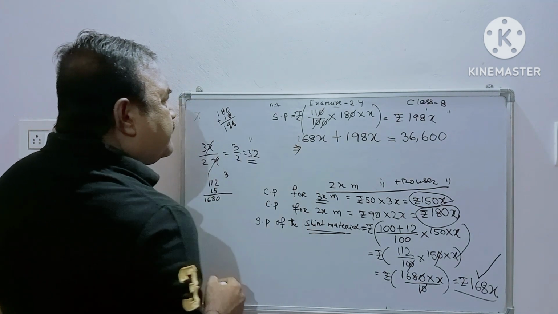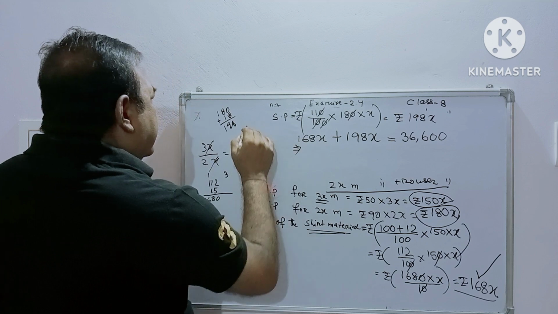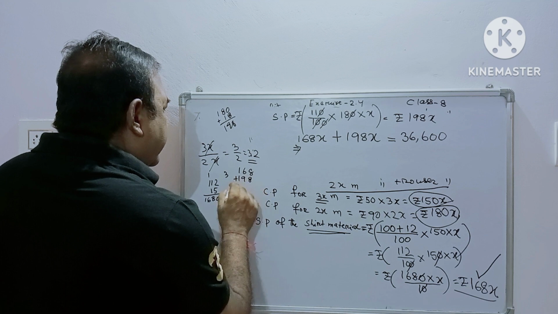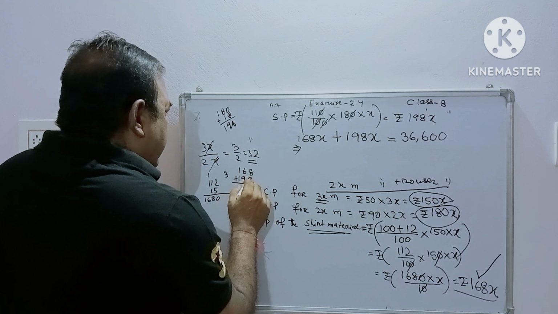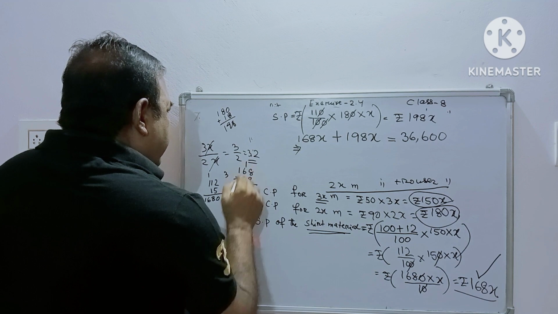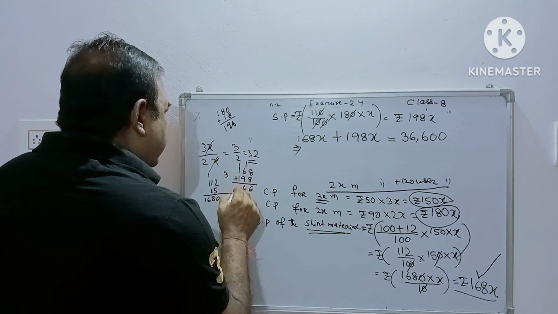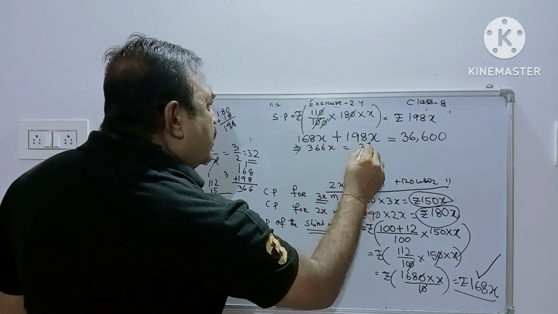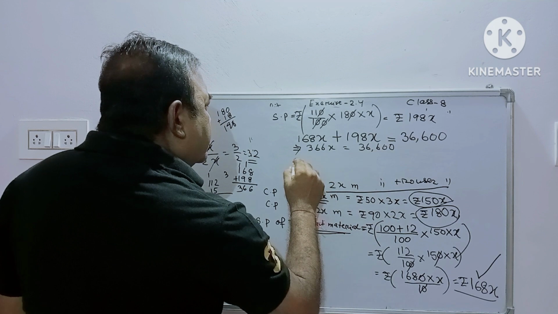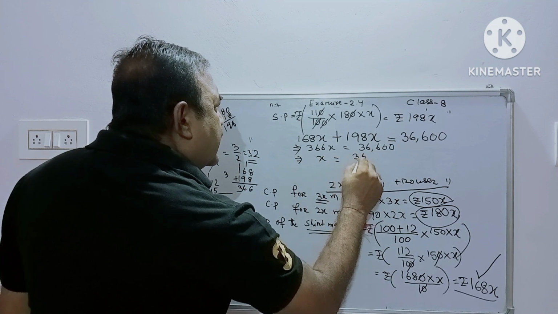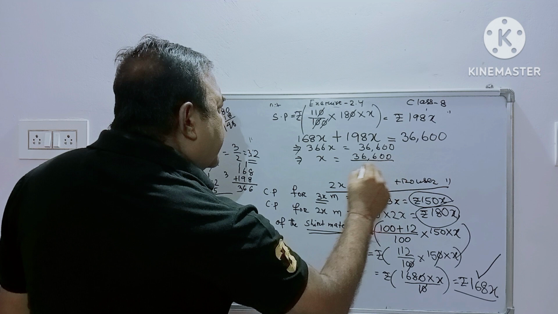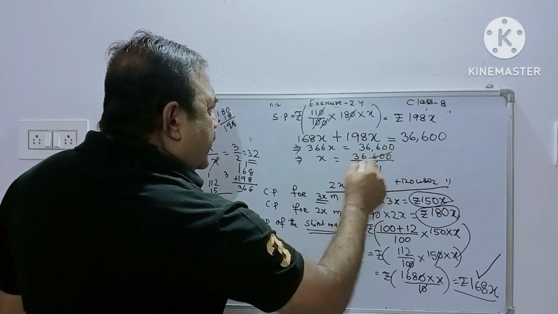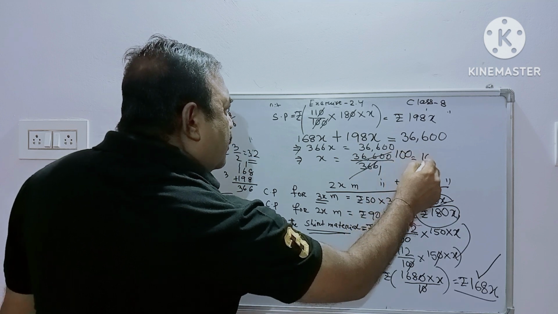So that implies you just add them, 168 plus 198. 8 twos are 16, carry 1 here, 16 carry 1 here, 366. So 366x is equal to this much. That implies what is the value of x? 36,600 divided by 366. Here it is 100. That is equal to 100.